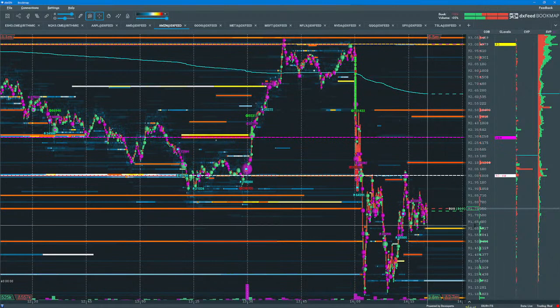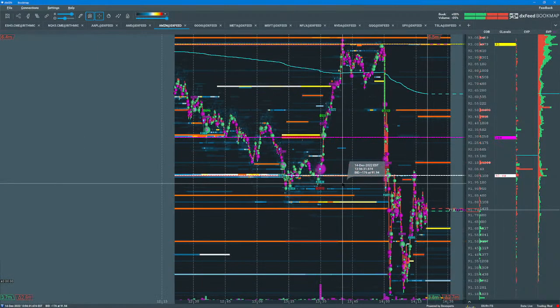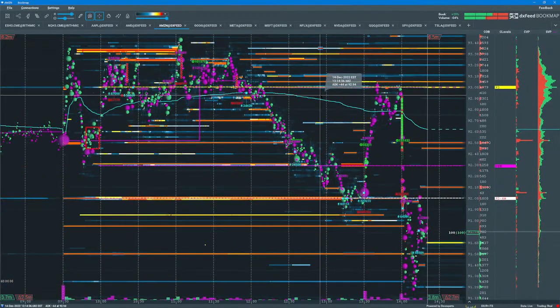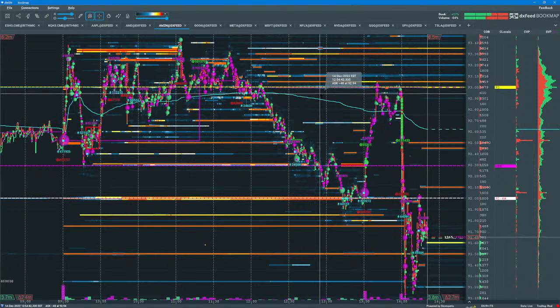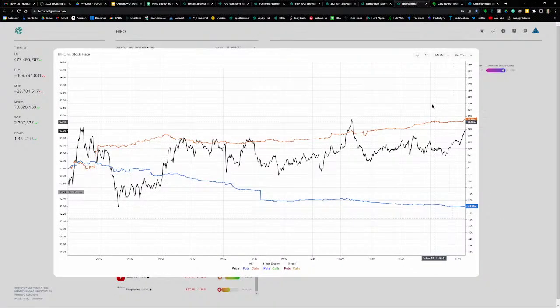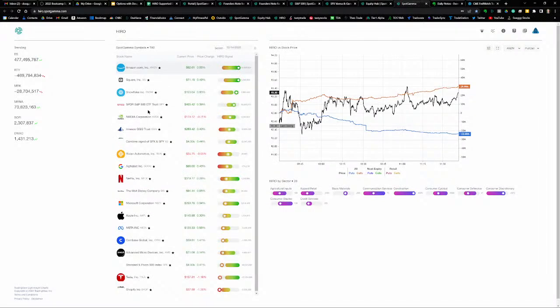There was a good setup in SPY this morning. And since then, Amazon has reversed sharply lower. So let's go back to SpotGamma Hero here. Look at SPY. It was also on the list.